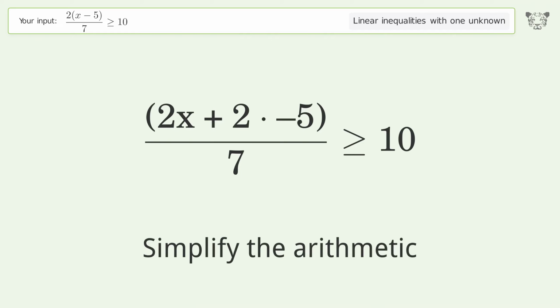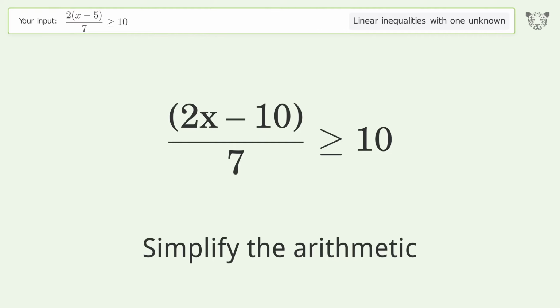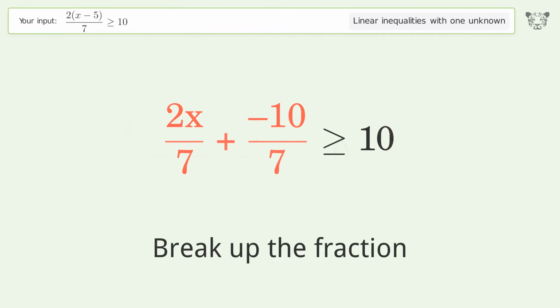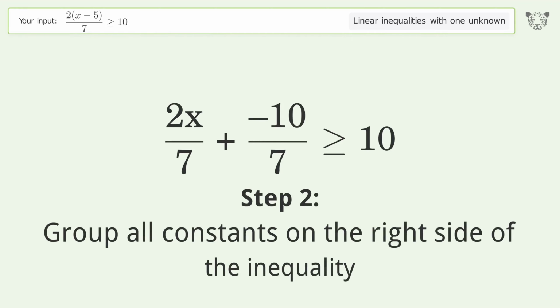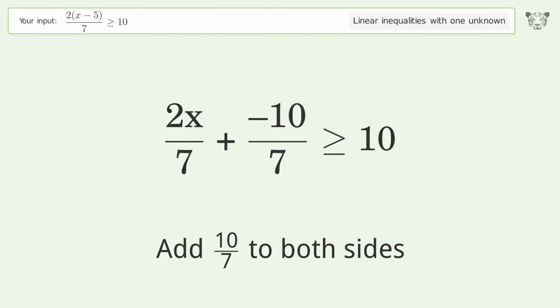Simplify the arithmetic. Break up the fraction. Group all constants on the right side of the inequality. Add 10/7 to both sides.